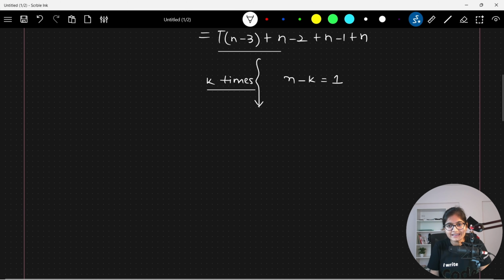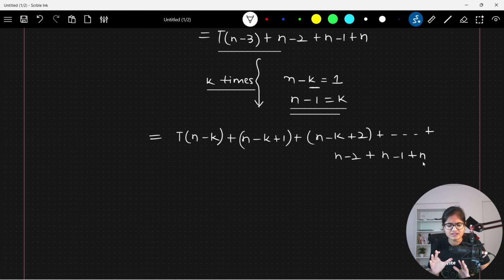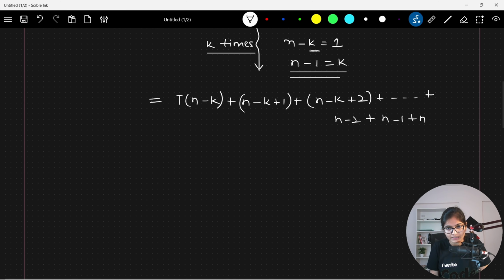So here, what we can write is t of n minus k. What is the value of k here? We can compute that the value of k is equal to n minus 1. So t of n minus k plus n minus k plus 1, plus n minus k plus 2, and so on, until n minus 2 plus n minus 1 plus n. I hope this makes sense to everyone.